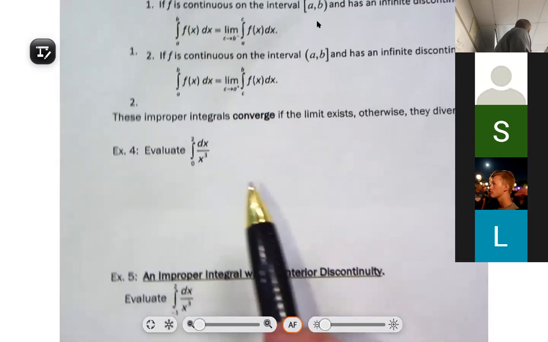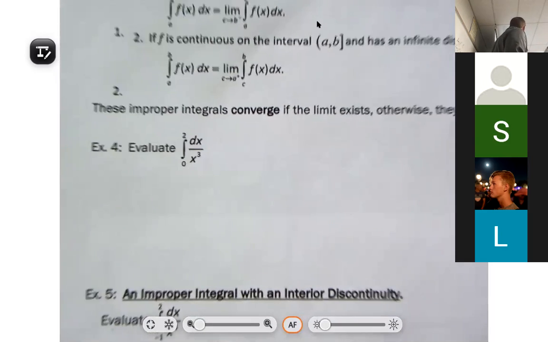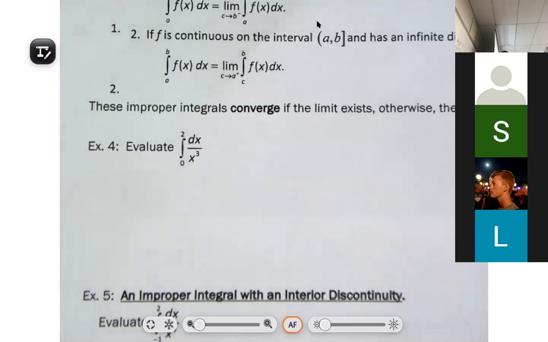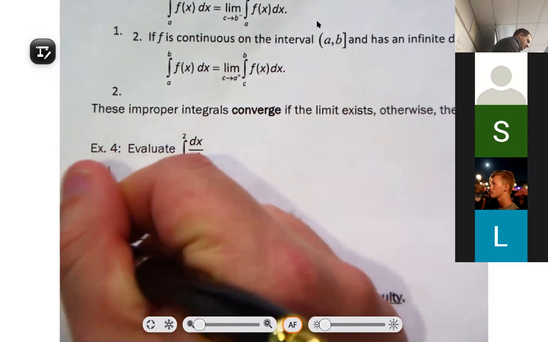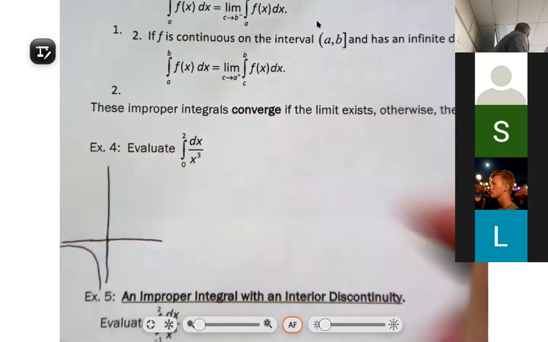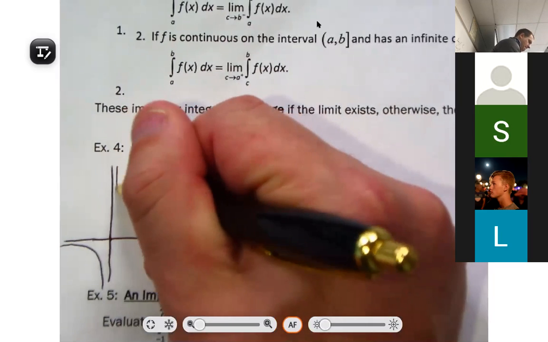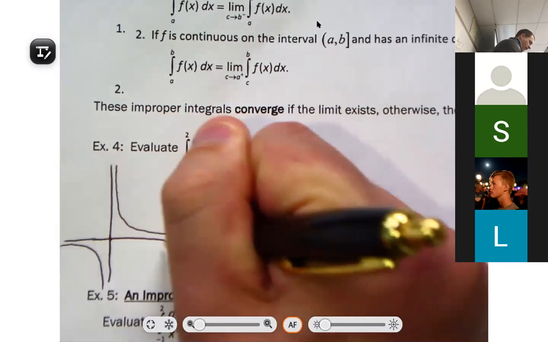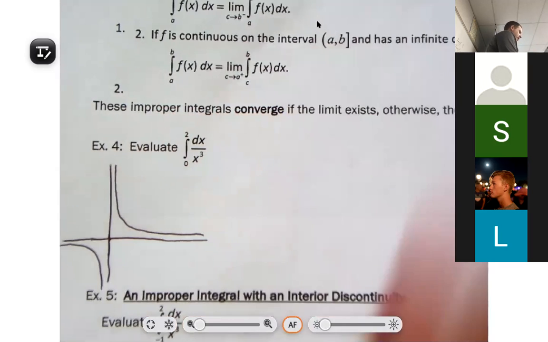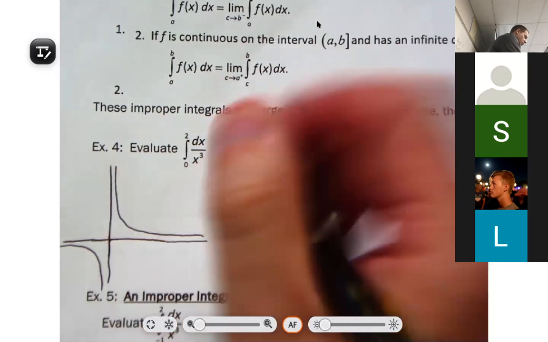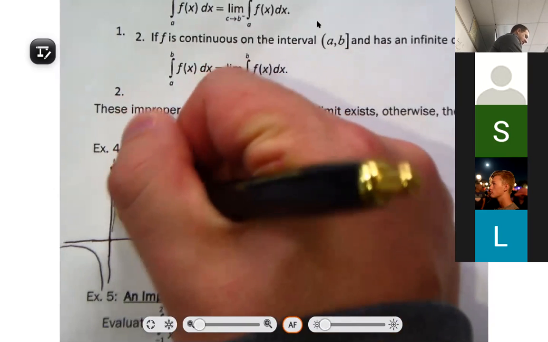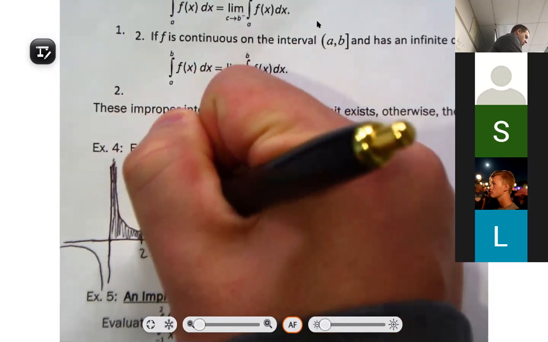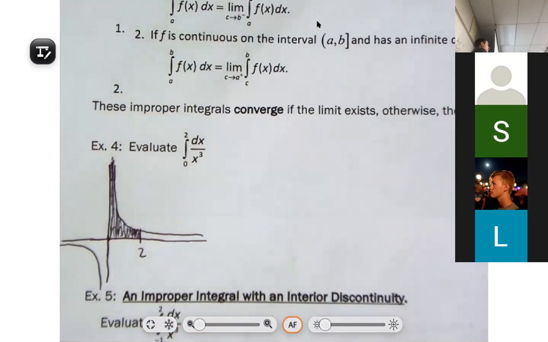So this one here, we're integrating 1 over x cubed from 0 to 2. Graphically, let's think about what this is asking us to do. The graph of 1 over x cubed looks like the graph of 1 over x. It's the same graph, but probably gets closer to the axes quicker. Looks like this. And so we're integrating from 0 out to 2. Let's say 2 is there, which means now we're finding all of this area and stopping at 2.